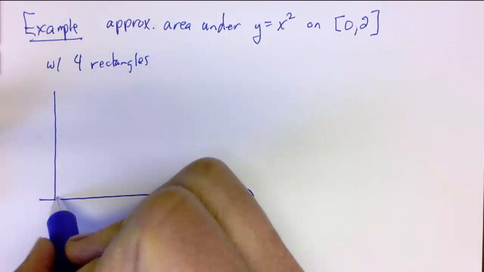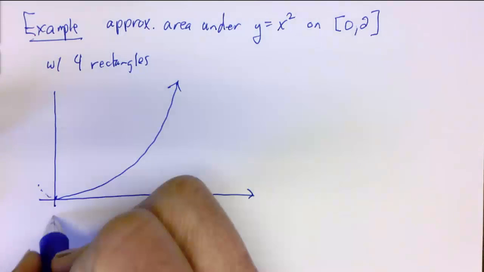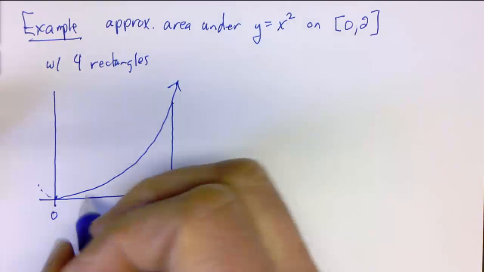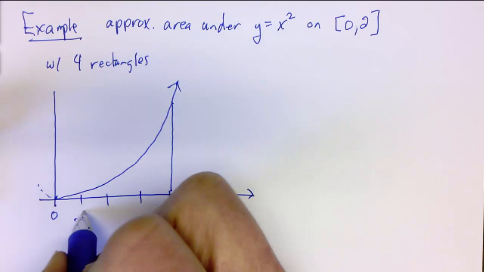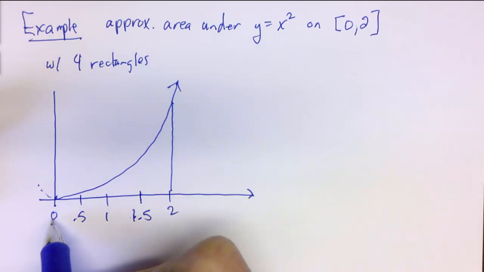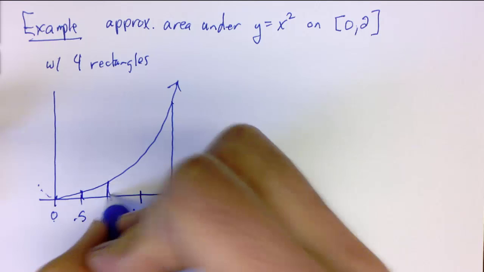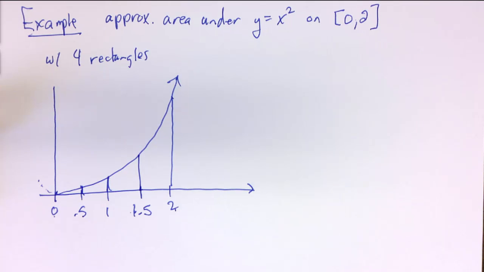So a picture is usually helpful. We're going to draw a parabola here from 0 to 2. And we're going to divide this range into 4 subintervals, and it's easy to label what those are going to be, where those points are. So this is A, x1, x2, x3, and B. Okay. Now we have 4 strips.